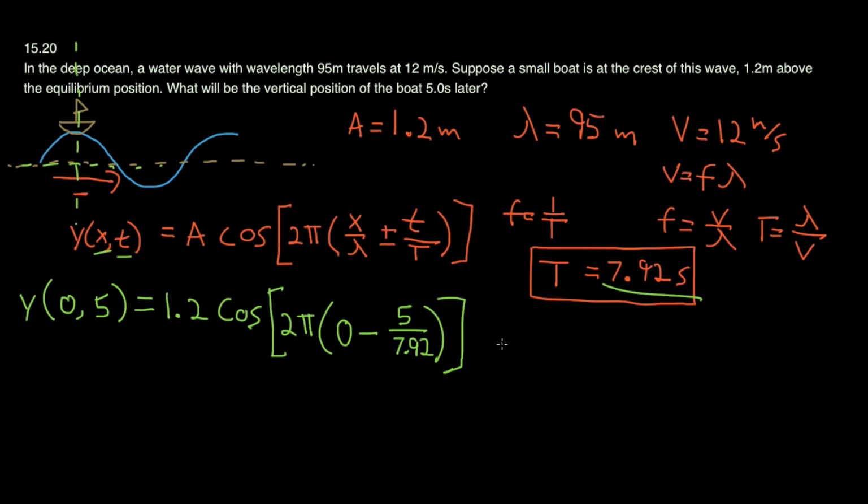And then we plug this into our calculator, and make sure you're in radians again. This comes out to negative 0.81 meters. And so this boat is going to go down, which is good, right? We got a negative number, which means that the boat is going to move down, which has to happen because it's at the crest and it has nowhere else to go, and this wave is traveling to the right. So this wave is going to travel, and the boat's going to sink down negative 0.81 meters 5 seconds later. And that's problem 15.20.